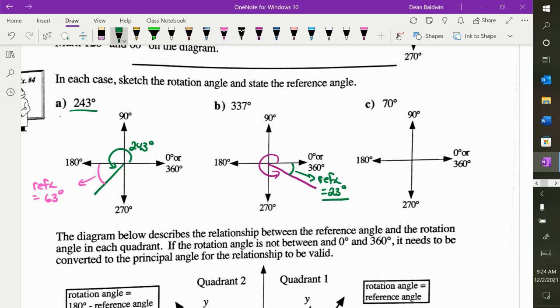All right. 70 degrees. Where am I? Quadrant 1. What's my reference angle? 70. If you're in the first quadrant, the reference angle is the rotation angle. They're the same thing.